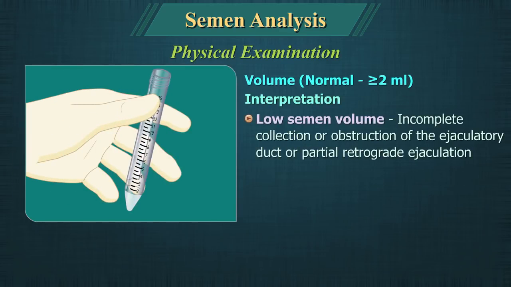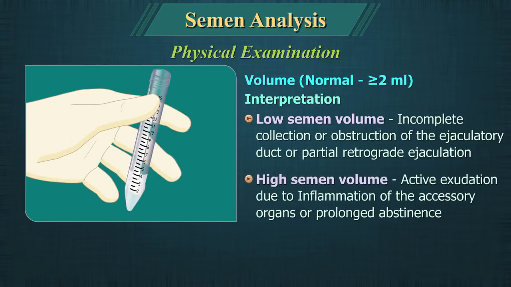Low semen volume may be suggestive of incomplete collection or obstruction of ejaculatory duct, or partial retrograde ejaculation. High volumes may be associated with active exudation due to inflammation of the accessory organs or prolonged abstinence.